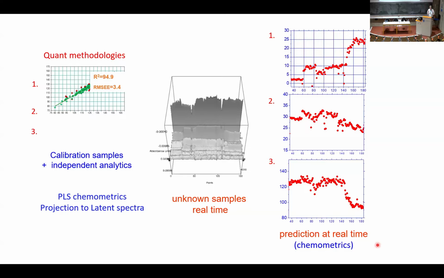If you can calibrate, you can convert the spectra that you saw in the previous transparencies to predictions for properties. And you can do separate calibrations for different properties and apply them to the same spectra and get a number. And if you collect the spectra in real time, your prediction would come in real time.